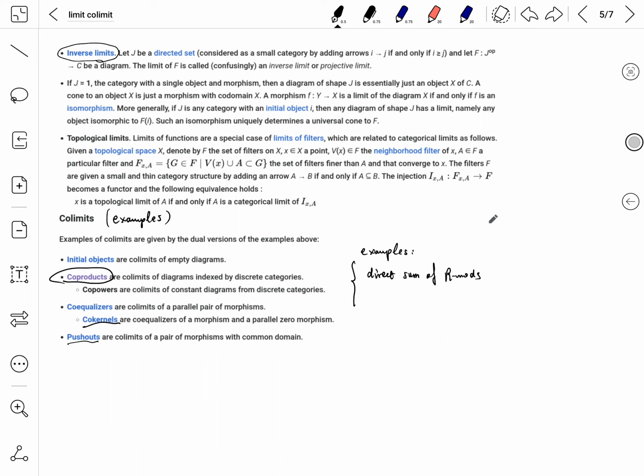Okay, so let's see one more example. What is the inverse limit? Inverse limit is again a particular choice of your category J. Choose your category J to be a directed set, or consider it as a small category by adding an arrow i to j if and only if i is bigger or equal than j. I let F be the diagram from the opposite of the category J to category C. Then the limit is called the inverse limit or projective limit.